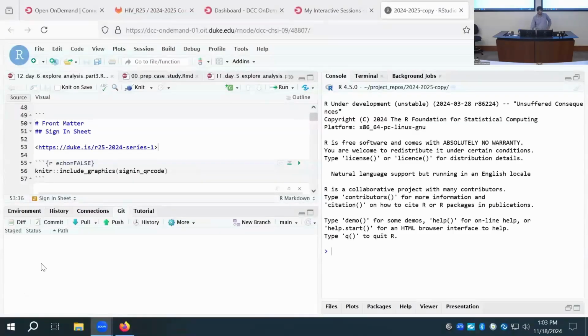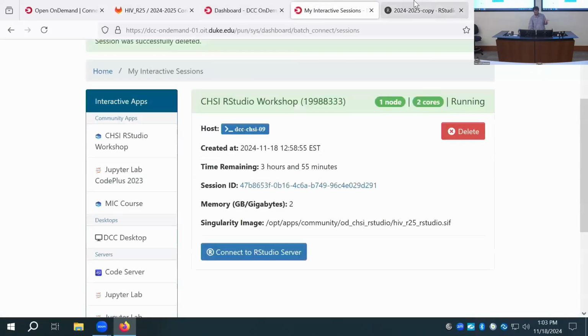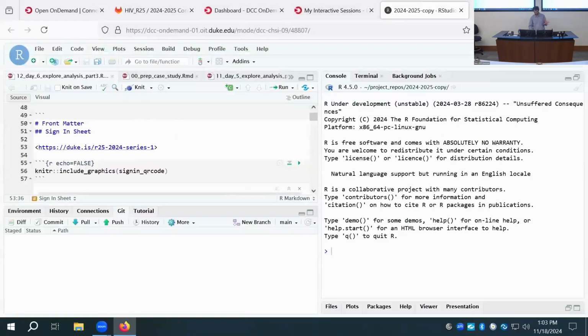Is it recording? Okay, so first things first, everybody get into DCC on demand, logging in and whatnot. Does everybody have that open and they're in DCC? Thumbs up from people. I'm assuming everyone on Zoom has that.